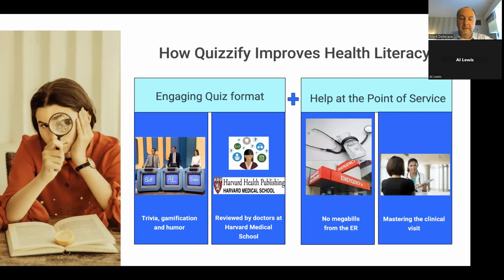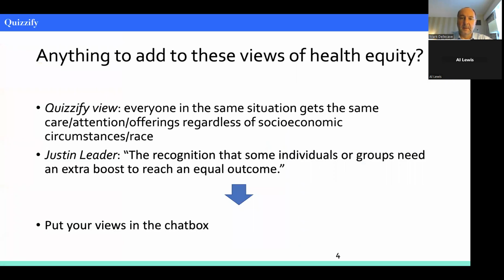So you wouldn't necessarily think of health literacy in combination with health equity. And Al has done a fair amount of research to prepare for this. So I think you'll be pleasantly surprised as we walk through this.